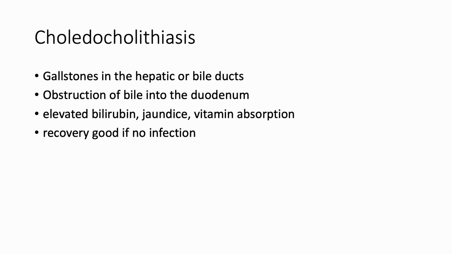So think about it. We talked in the liver lecture about conjugated and unconjugated bilirubin. So this would raise the patient's conjugated bilirubin because it's already been through the liver, it's been conjugated, but it just can't be released into the body. So your bilirubins are elevated. Your patient can become jaundiced, which is the yellowing color of the patient's skin, and they'll have decreased vitamin absorption. Often recovery, again, is good here if there isn't any infection for the patient.